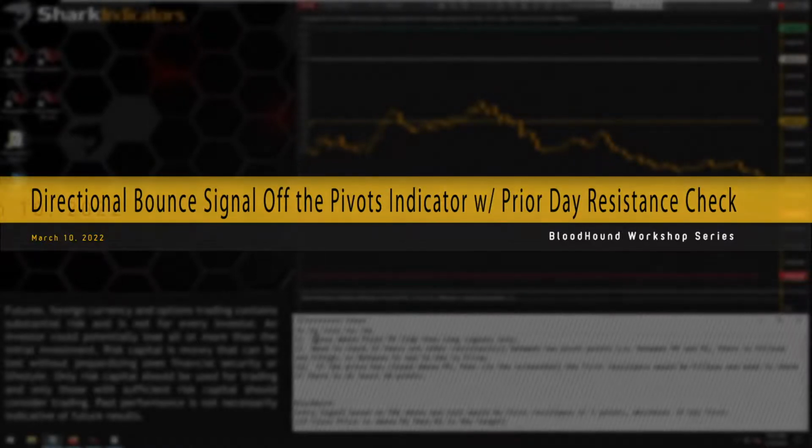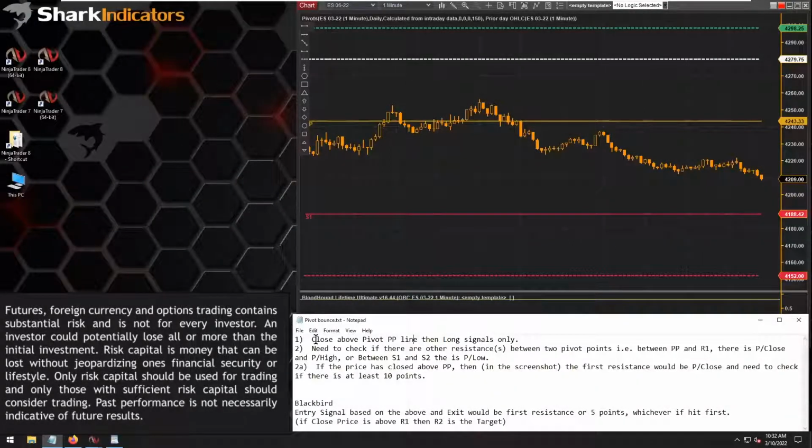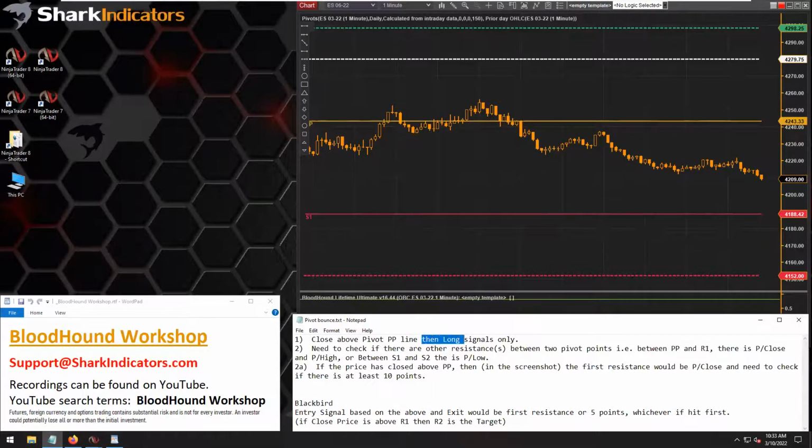So the first question here is a multi-support resistance line bounce type of system with one key filtering rule. If the market is above the pivot PP line, then long trades only, right? Long signals only, and of course vice versa. So if price is below the pivot PP line, then it's going to be short signals only, right?